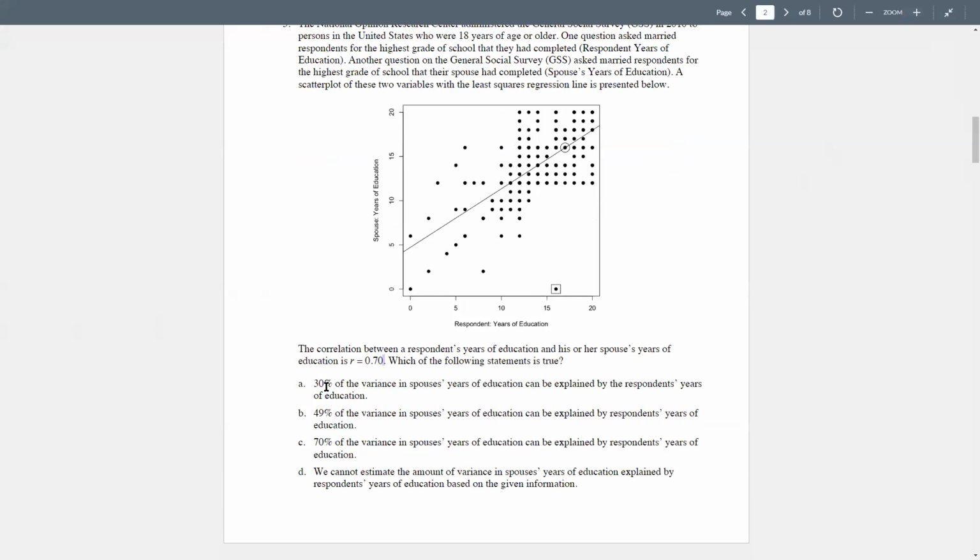Can you say 30% of the variance in spouse years of education can be explained by the responding years of education? Can we say 49%, etc., etc., etc.?